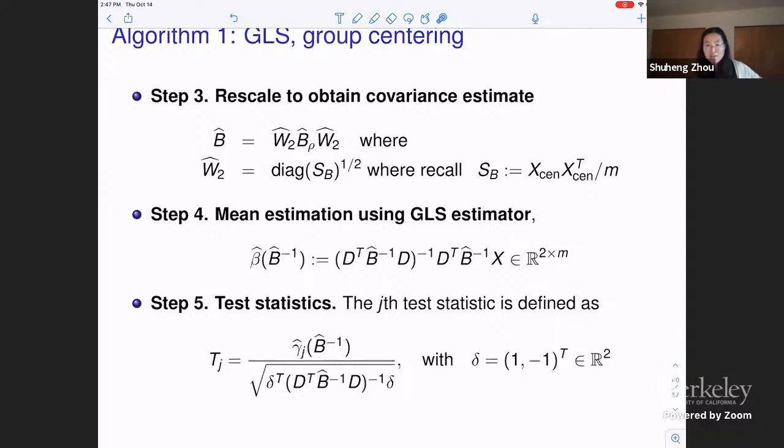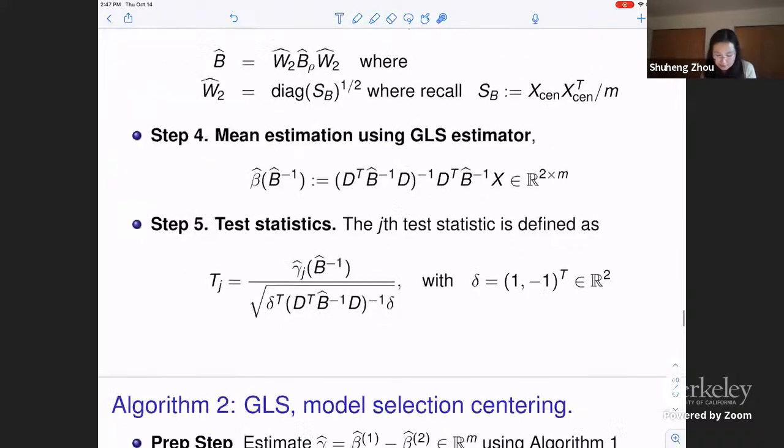And finally, to do inference, you need to calculate the test statistic. And upstairs is from what we estimated using the GLS. And downstairs is a plug-in estimate for the standard deviation for this gamma hat statistic for each coordinate.